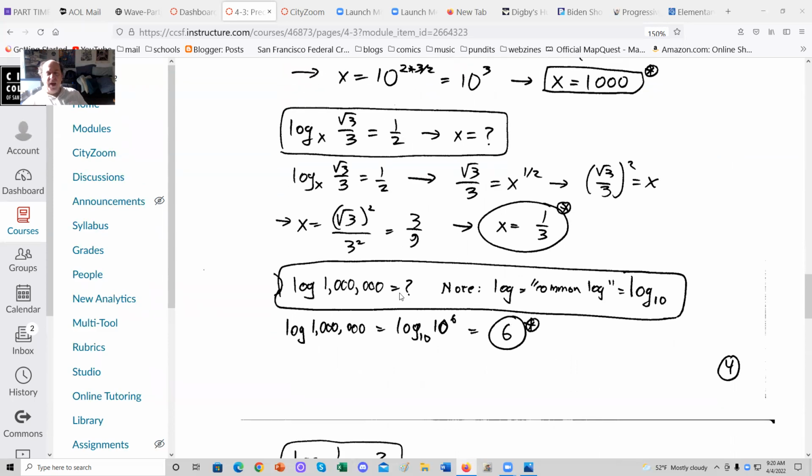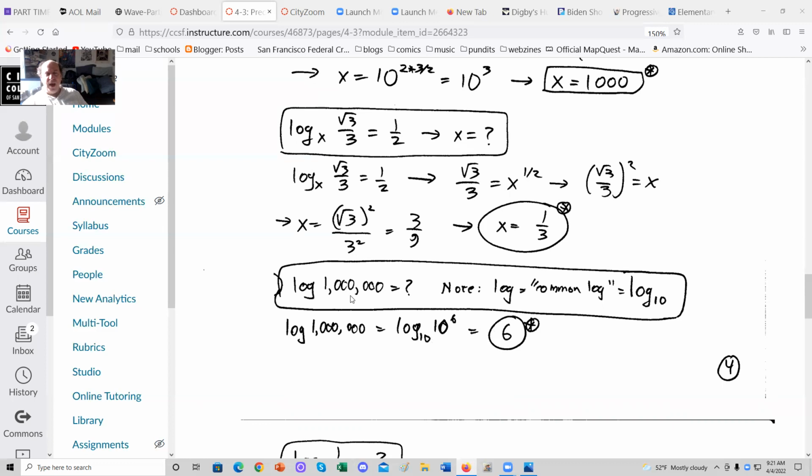You have common log of a million. By common log, that means log base 10. Your calculator will have a log base 10 button and a log base e button. You can get log base other things by a formula we'll get to later. All right, so common log of a million is what? Well, a million is 10 to the 6th. Logarithm base 10 and exponential base 10 cancel out, and we are left with 6.